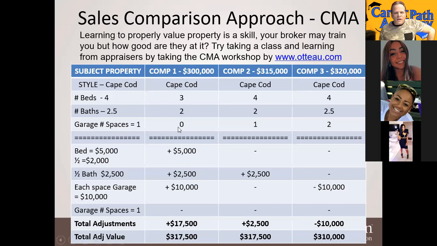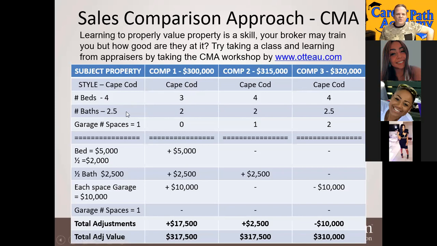As you can see here, we make adjustments for a lot of different things. So let's do one property at a time. For this property, we know 1 bedroom would be $5,000. We're adding $5,000 to its price because it was missing a feature that the subject property has. So we're adding to its value there.